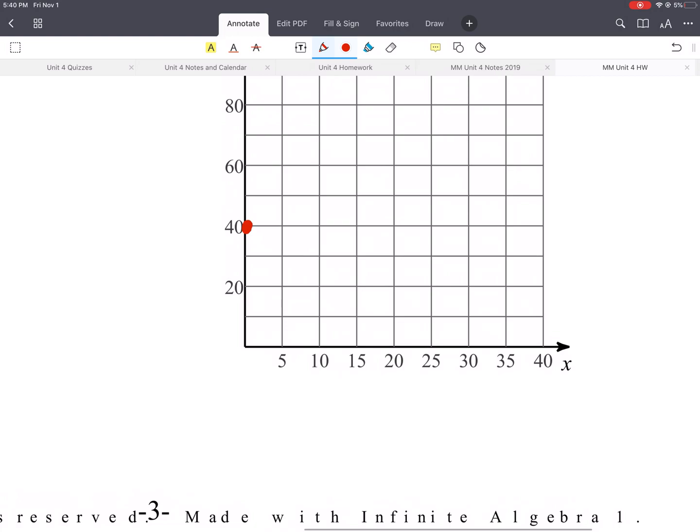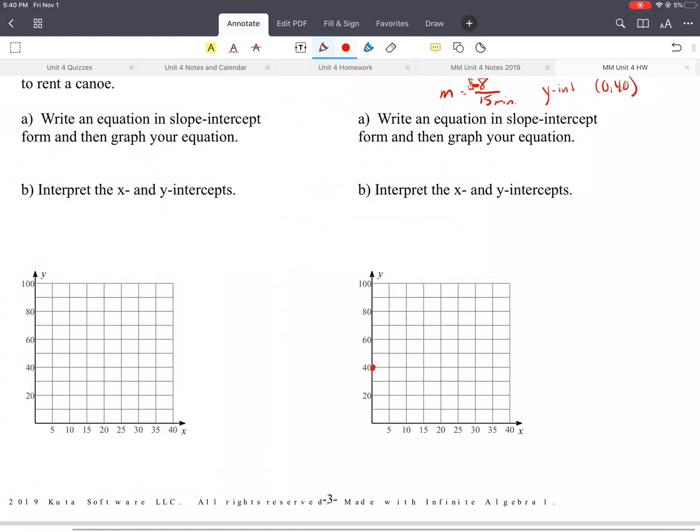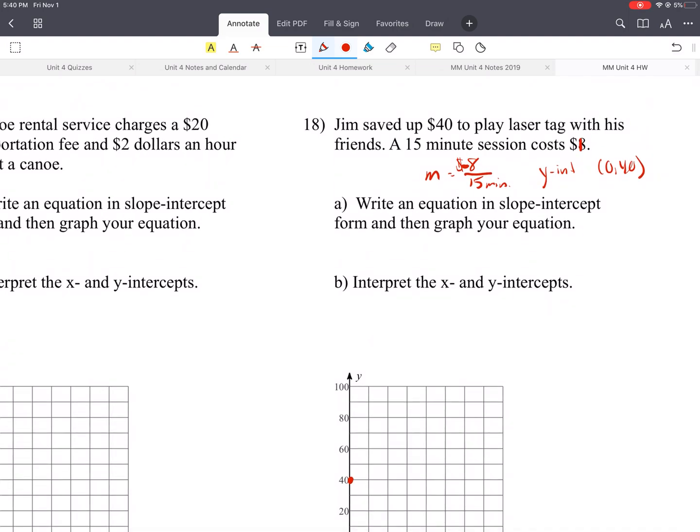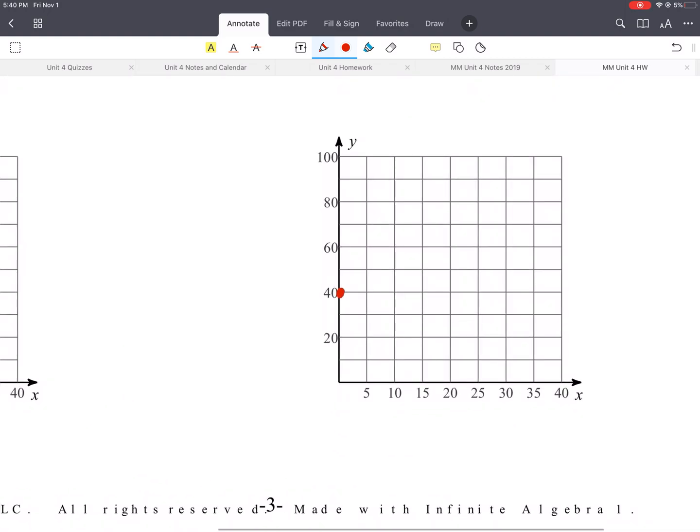So this is kind of tough to get. Actually, let's change this. Okay, let's change this to be 10, just to make it easier for you. Okay, so we're going to go down 10 over 15. So down 10, so that gives us 30, and we'd go over 15 minutes. Okay, we'll do it again. Another $10 to give us 15 more minutes.